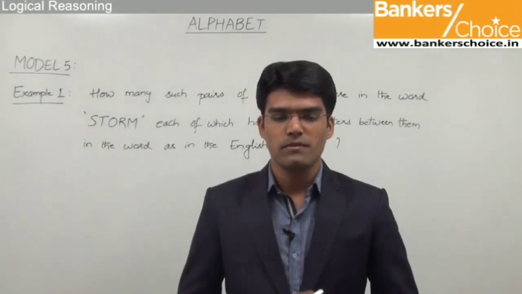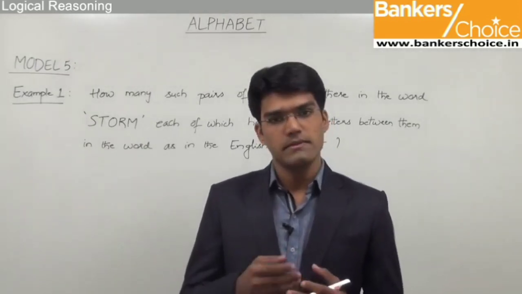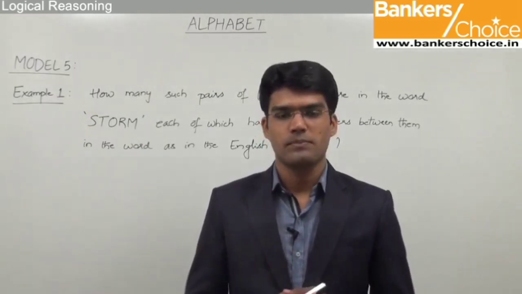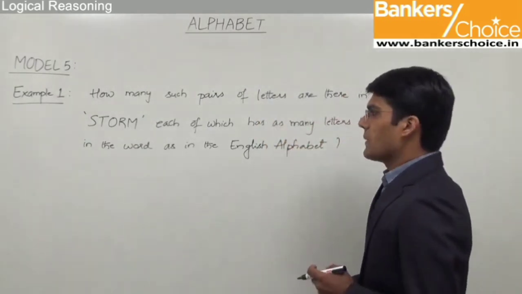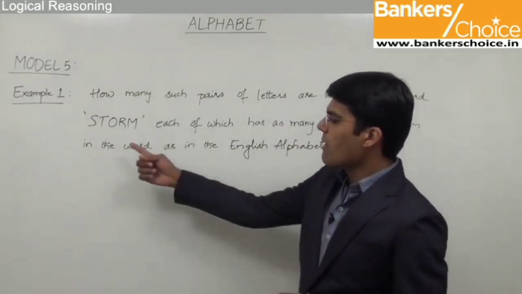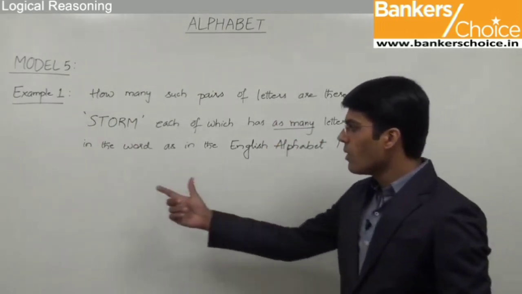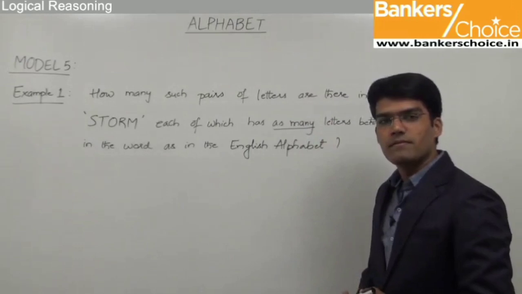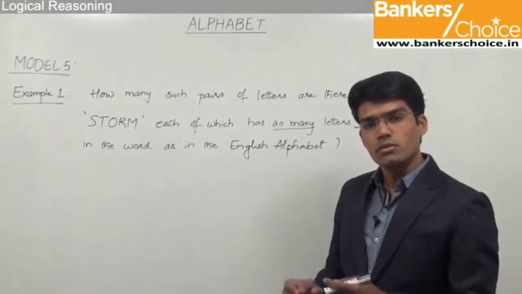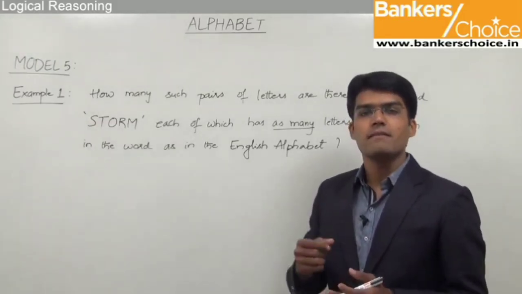Let us now look at the fifth model from the topic alphabet, where we are supposed to find out the number of pairs in the given word which have as many letters between them as in the English alphabet. Let us look at the question here. The question is, how many such pairs of letters are there in the word storm, each of which has as many letters between them in the word as in the English alphabet? So what we are supposed to do here is, from the given word storm, find out those pairs of letters which have the same number of letters between them as they have in the English alphabet.